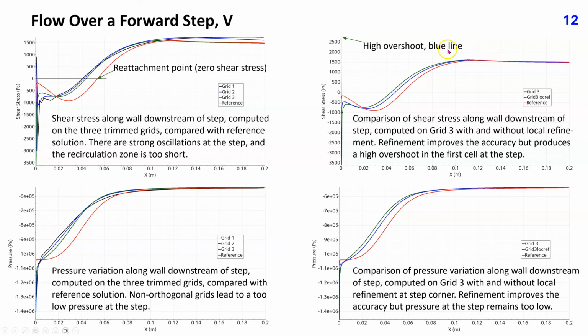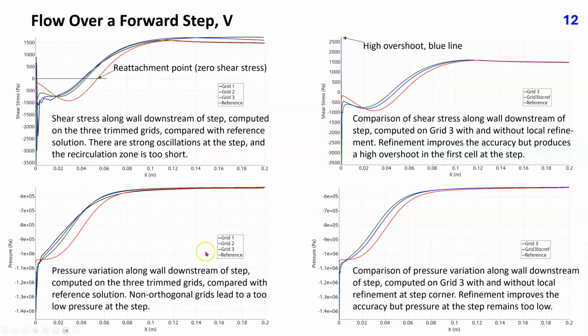This plot shows the comparison of shear stress along channel wall downstream of the step, computed on grid 3 with and without local refinement and on the reference Cartesian grid. Local grid refinement at the edge improves the accuracy significantly, but it also produces a high overshoot in the first cell at the step and is still short of reaching the reference solution.